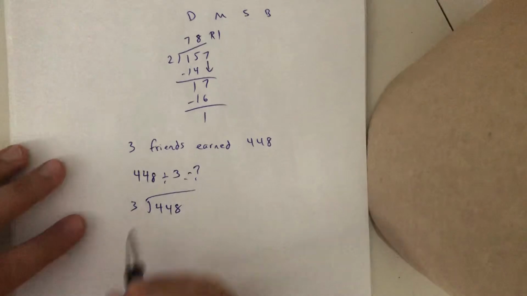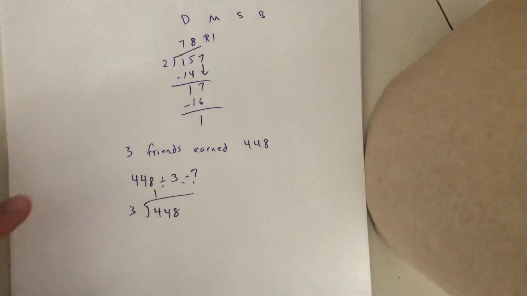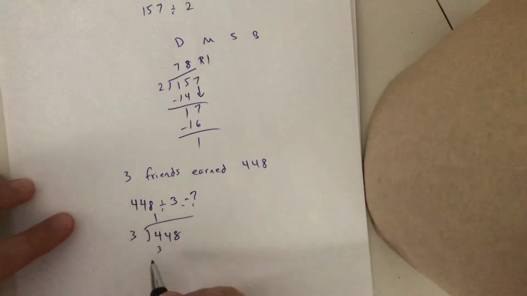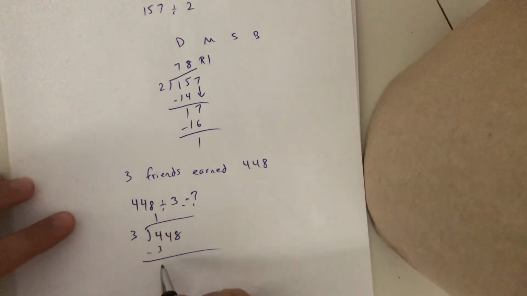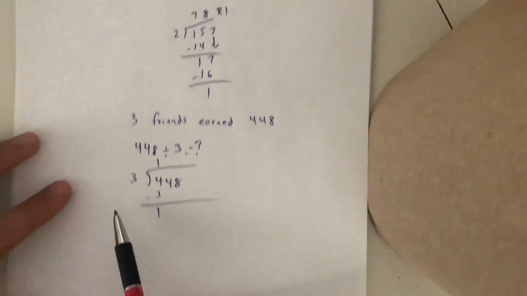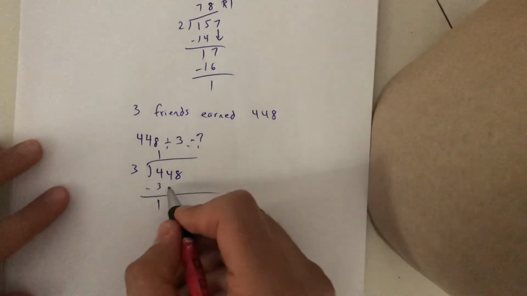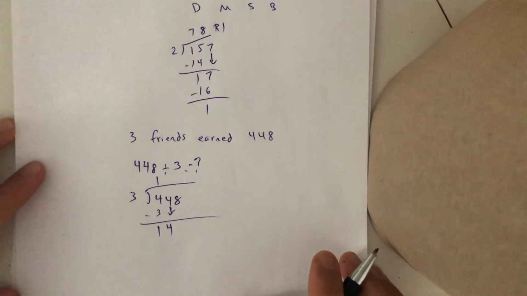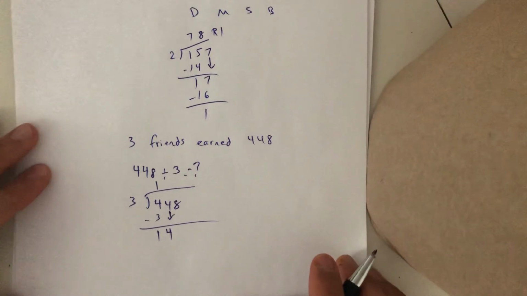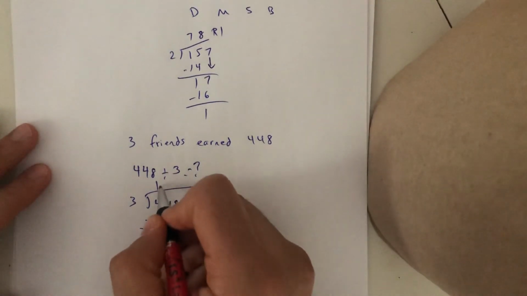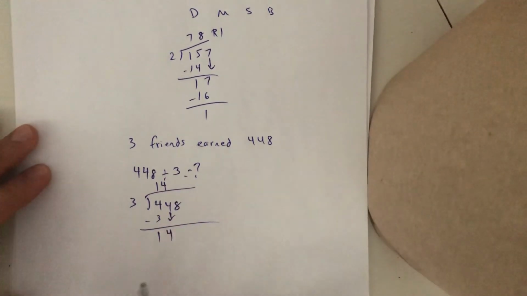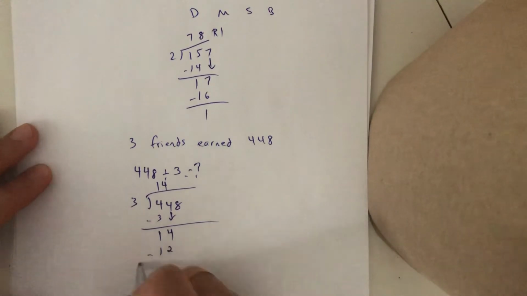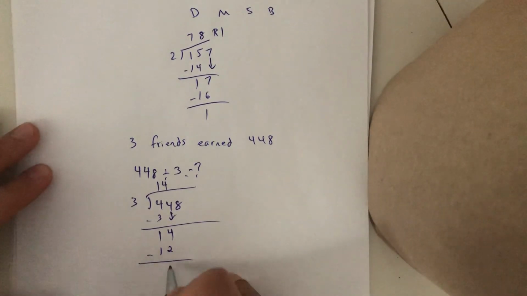How many times can 3 go into 4? That could work. It could go into it 1 time. What is 1 times 3 equals to? Equals to 3. 4 minus 3 equals 1. How many times can 3 go into 1? That's not going to happen, so we must drop down the 4. How many times can 3 go into 14? It could go into it 4 times. What is 4 times 3 equals to? 12. We subtract.